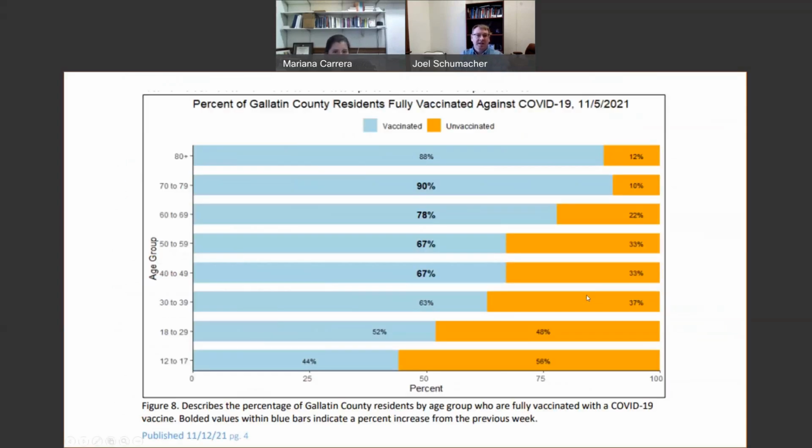And lastly, just because I always think it's interesting to look at where we are as a county, this is a bar chart of the percentage of Gallatin County residents fully vaccinated against COVID as of last week. So as I stated, in the elderly groups, this is really high. This is close to 90%. But among younger adults, it's much lower. Just over half of the 18 to 29 cohort are fully vaccinated, 63% of the 30 to 39 group, and less than half of the adolescent group.